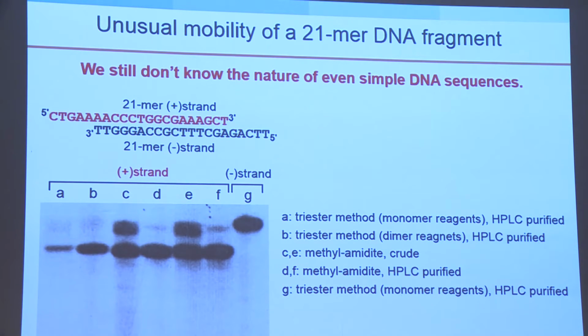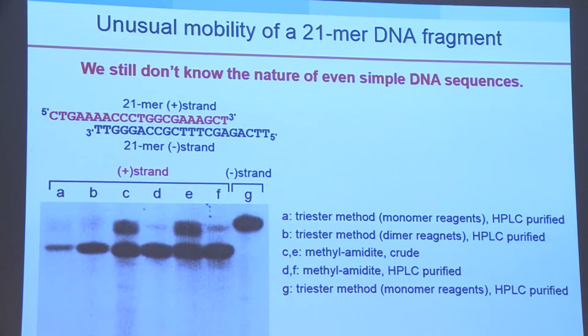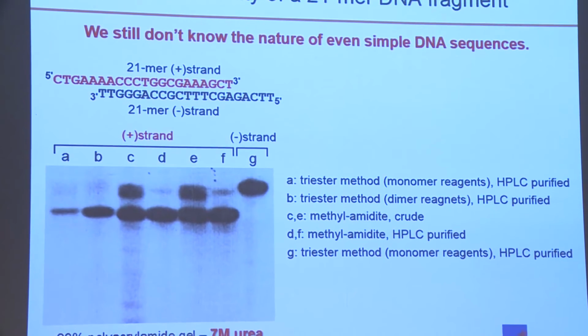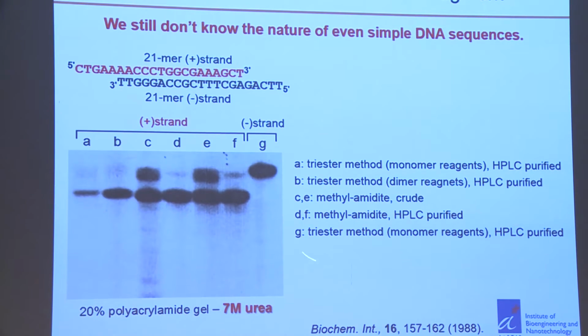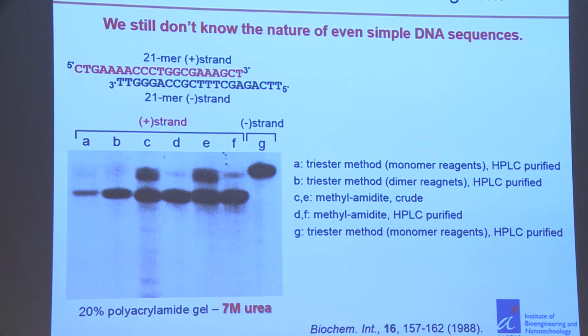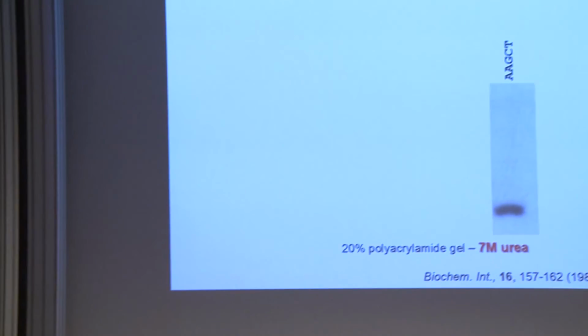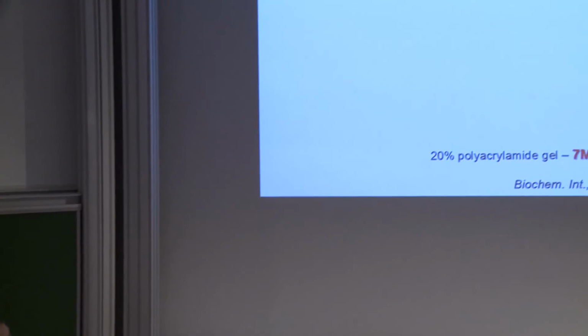This was 25 years ago, and at that time chemical synthesis of DNA was still developing, so these are old methods. But when we used several methods, the purified DNA showed this position on the gel. At first, we didn't know what happened to this DNA fragment. So we made a much shorter DNA fragment from the 3' terminus of this 21-mer.